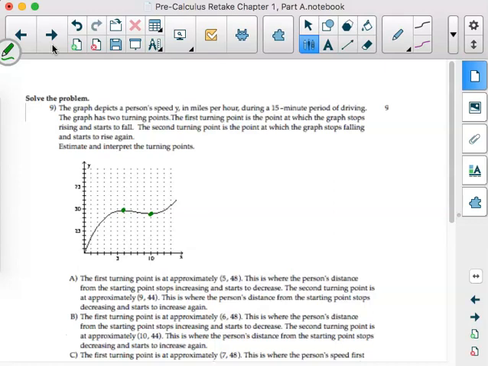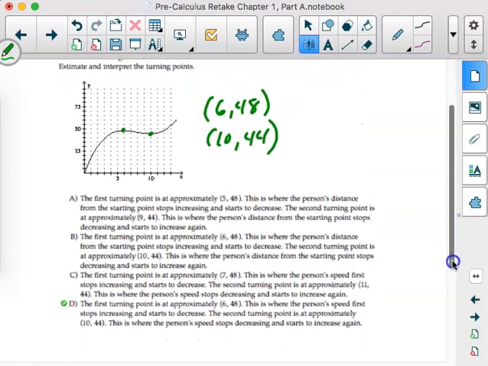Estimate and interpret the turning points. So looks like 1, 2, 3, 4, so about 6 and 48. And the other one looks like about 10 and 44. And then we have to figure out which of these matches what is happening. So you get down to D, and it says the first turning point is at approximately 6:48. This is where their speed first stops increasing and starts to decrease.